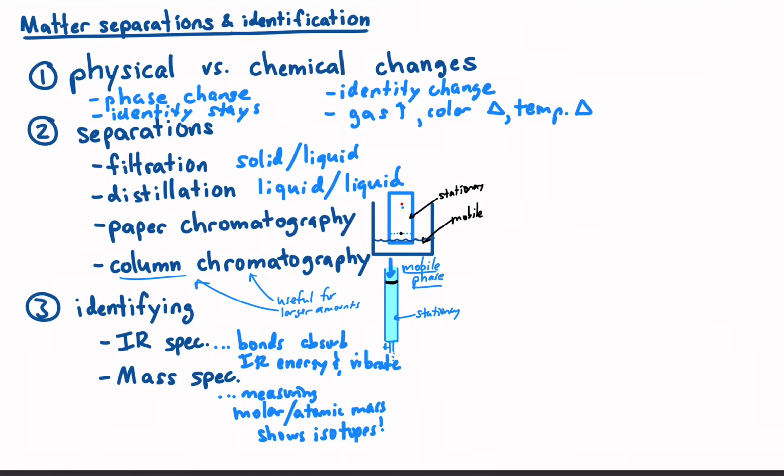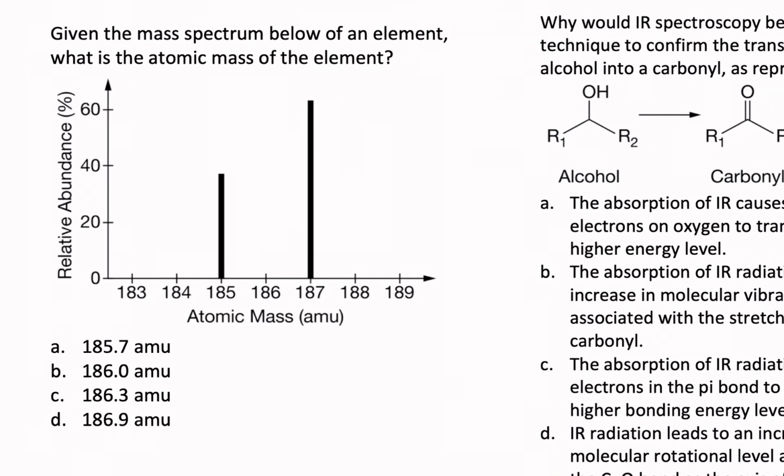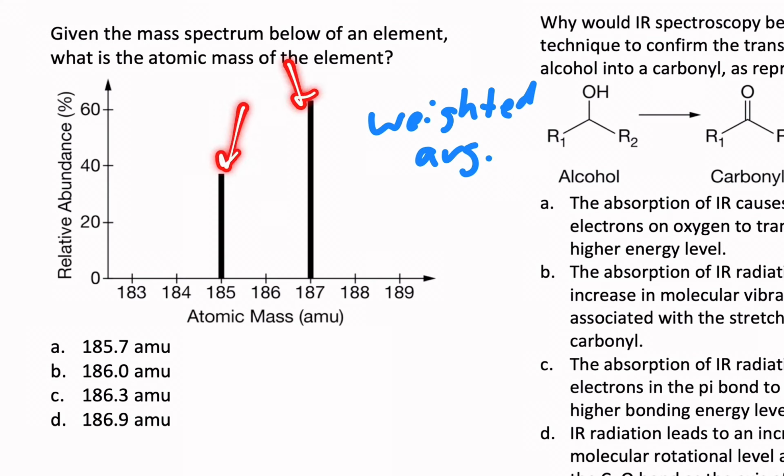Okay, let's take a look at some practice questions. So first up, here is a mass spectrum of an element. And they want to know the atomic mass. Well, the atomic mass is a weighted average. So it's going to be between 185 and 187, so somewhere in here. But I can tell there's more of the heavier isotope, so it's not going to be exactly 186. It's going to be somewhere between 186 and 187.